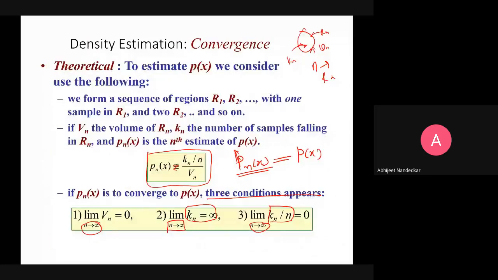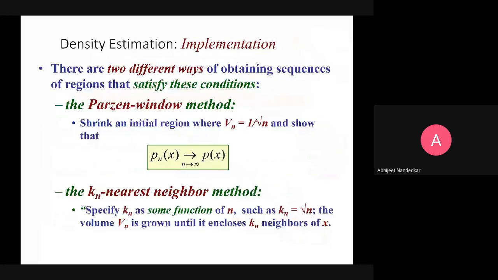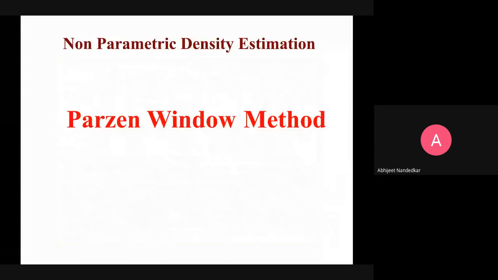And we have seen some theoretical constraints to implement this. So let us jump to the actual method called the parzen window method. We will take one example so that this concept is more clear to you.